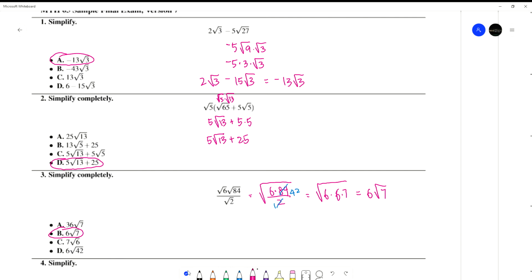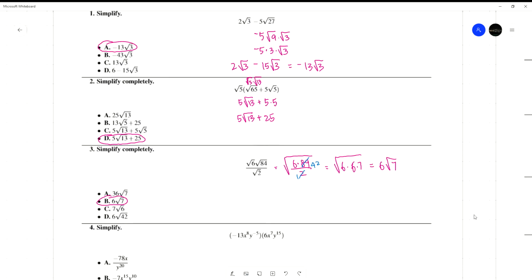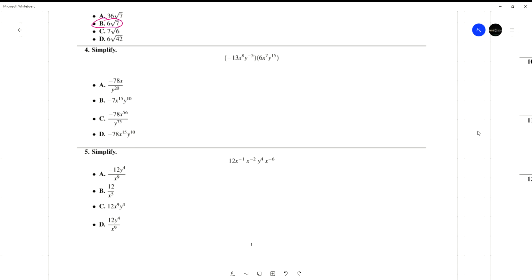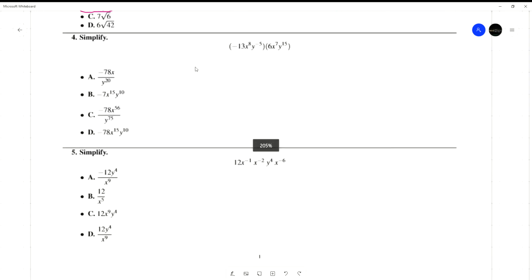Okay, so at least these 3 radical problems, everyone should be getting them right if they're checking on the calculator. Okay, these next 2 here, we simplify. These are the laws of exponents here, right? Number 4. So I see there's some multiplication. There's no exponents outside of the parentheses, so no power rule. So this is just straight up multiplication here.